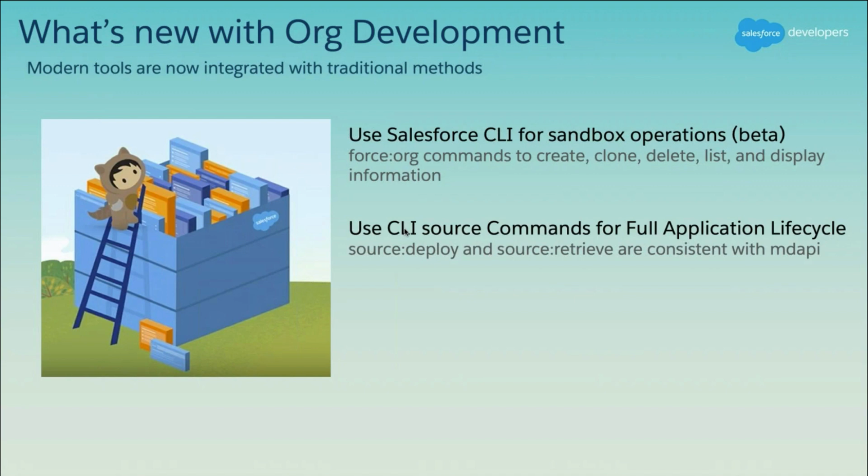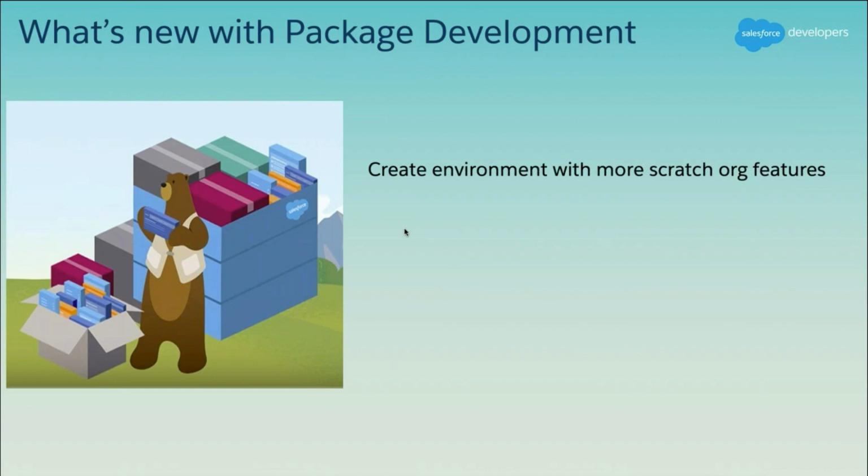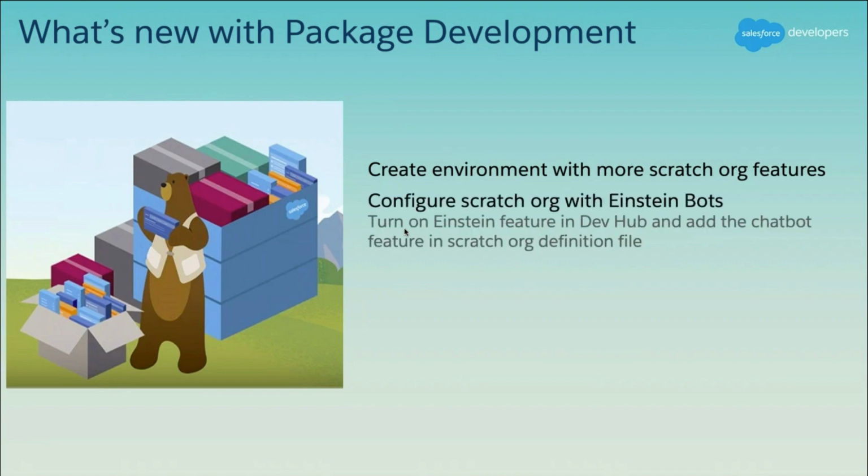What's new in the package development? Right. In package development, we have many things, but I cannot list all of them. Let's see a few of them. We can create the environment now with more scratch org features. We already have a lot of scratch org features. We can configure the scratch org even before creating it, and then we can spawn it. So now you have more than 20 new features that are added for the scratch org.